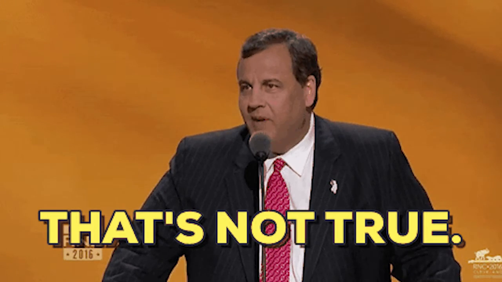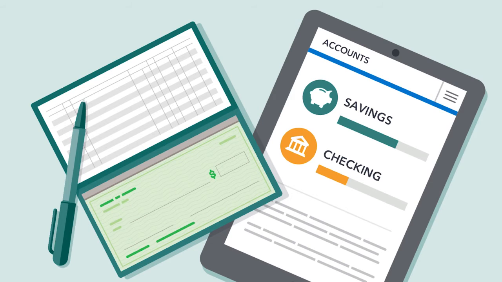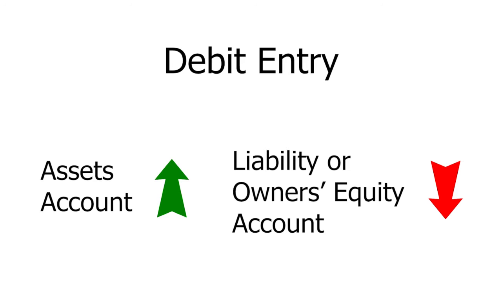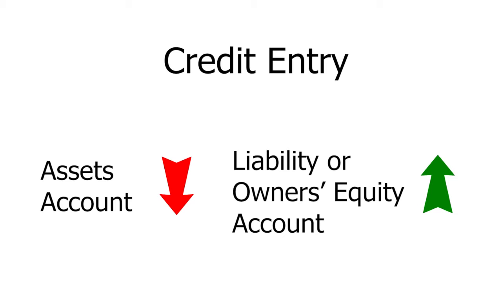A debit or credit to an account may increase it or decrease it depending on what type of account it is. A debit entry will increase an asset account and it will decrease a liability or owner's equity account. A credit entry will decrease an asset account and it will increase a liability or owner's equity account.